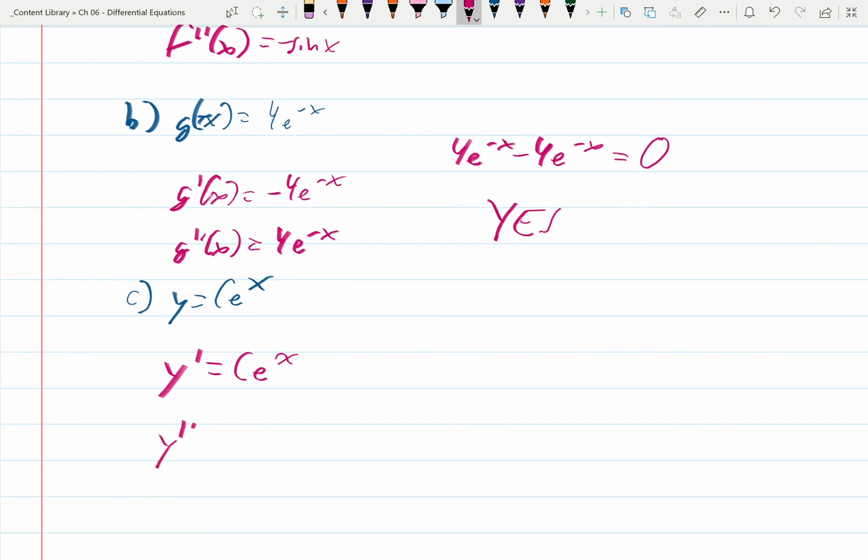And lastly, y prime of c e to the x, the derivative would be c e to the x, and the second derivative would be c e to the x. So if I take the second derivative minus the original, I get c e to the x minus c e to the x, and that is 0. And that is a yes.